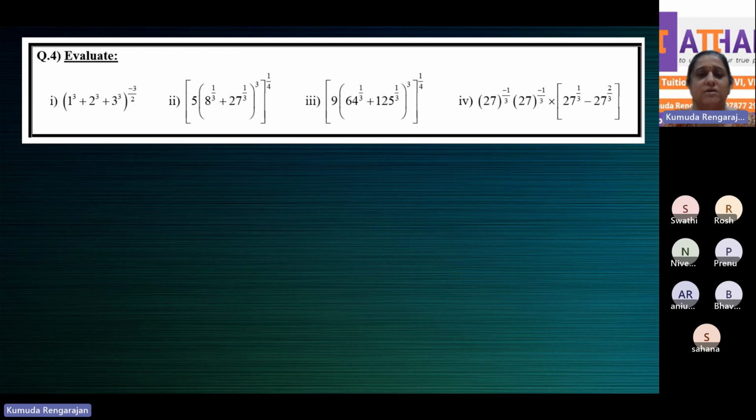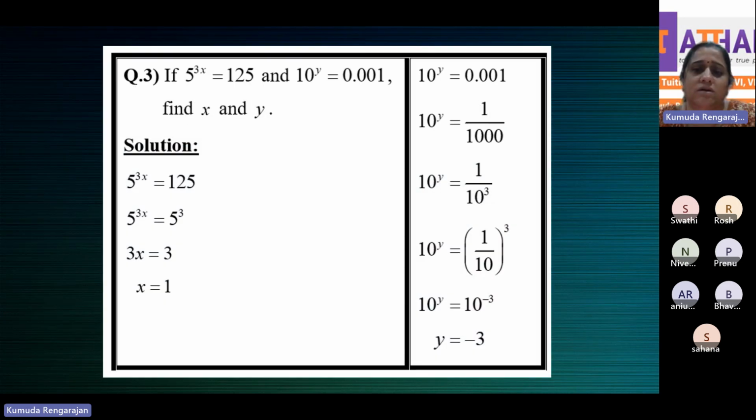Till here, I'll share this presentation, children. Please work on all this in your tuition classwork notebook. So see this one. We are given that 5 to the power 3x is equal to 125. So how do you work this? 5 to the power 3x is equal to 125, but 125 can be written as 5 cubed.